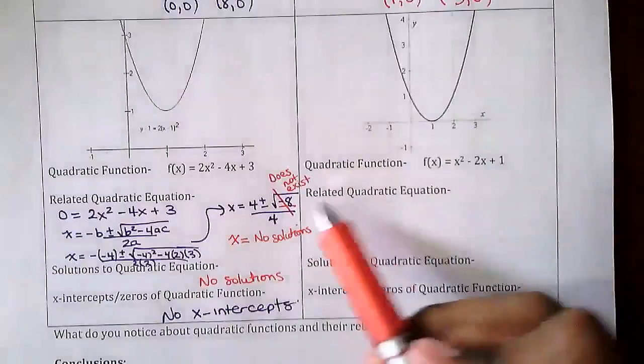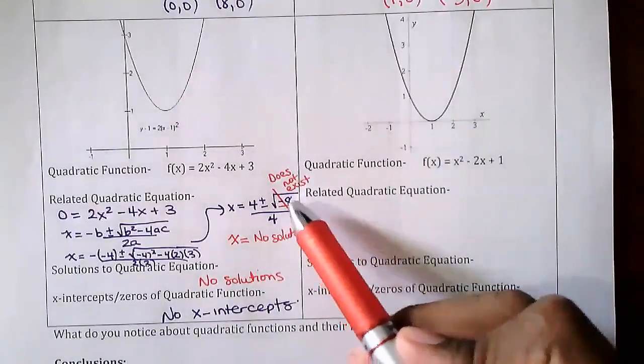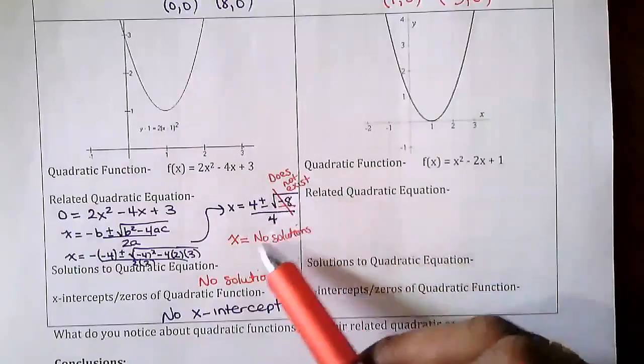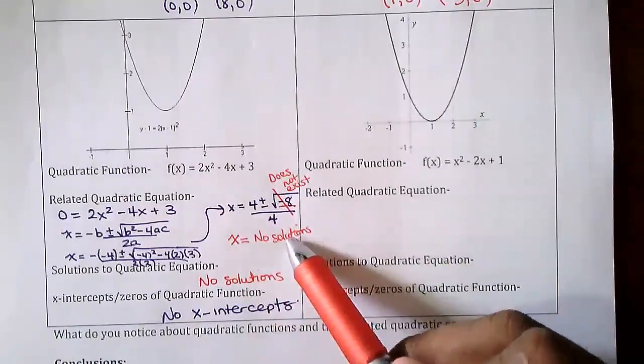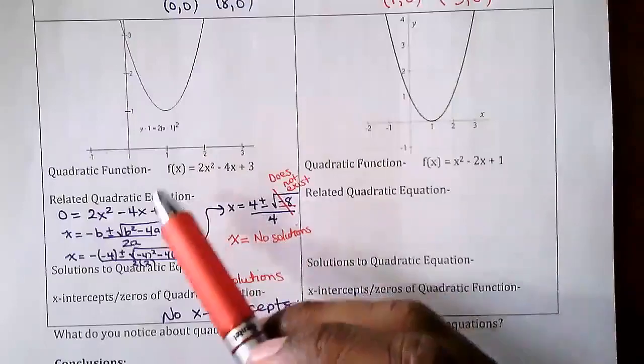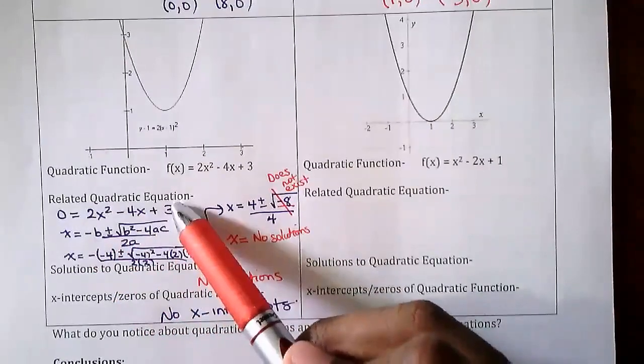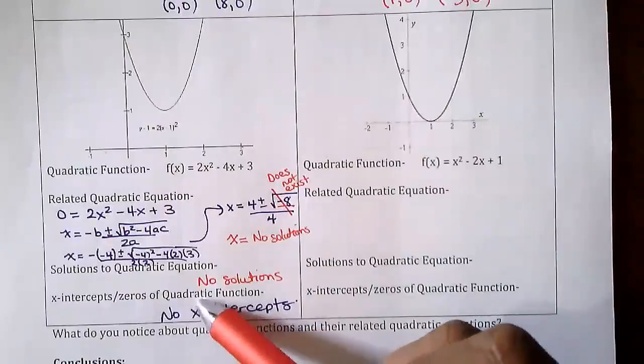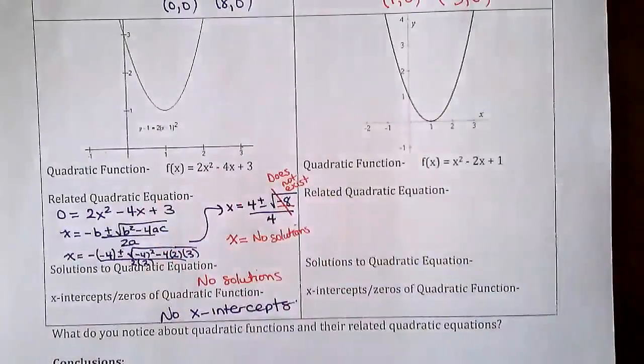Again, when there's a negative value underneath the square root, that part doesn't exist. That's a math error, which means this whole thing is a math error. There are no solutions for x. And when there are no solutions for the related quadratic equation, there's also no x-intercepts for the quadratic function, which is what we see here.